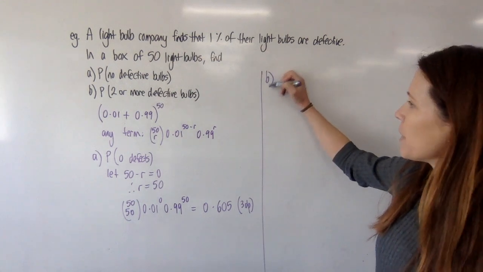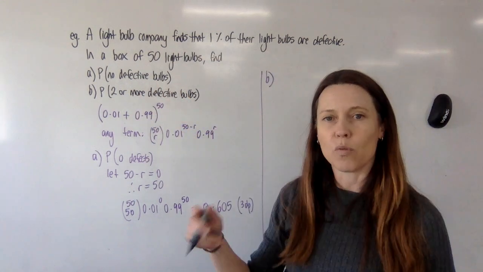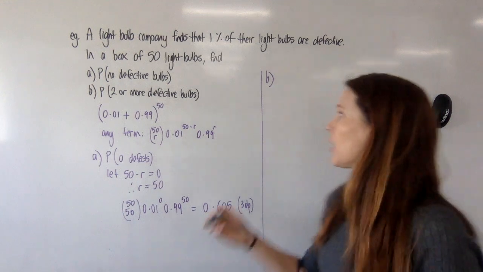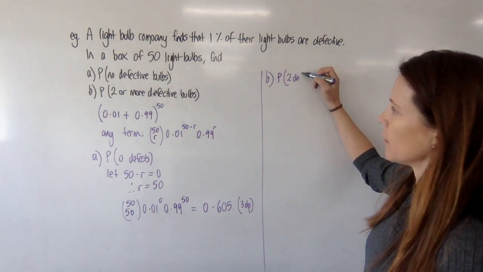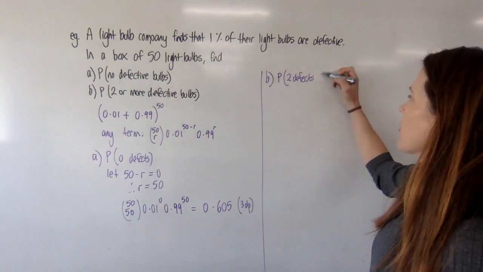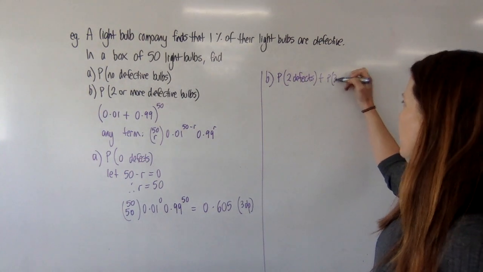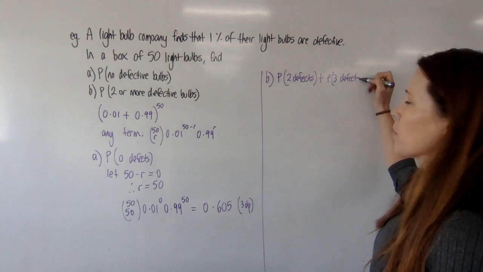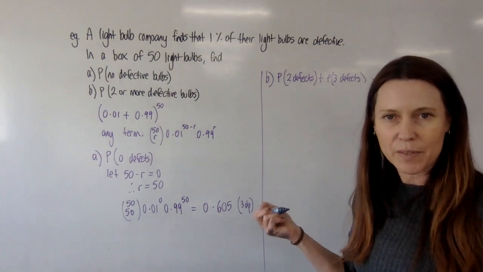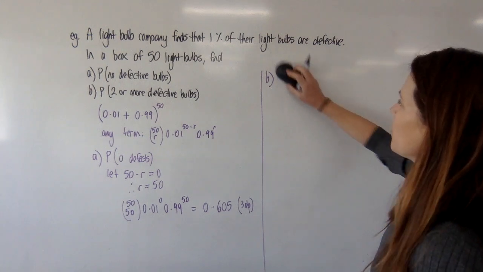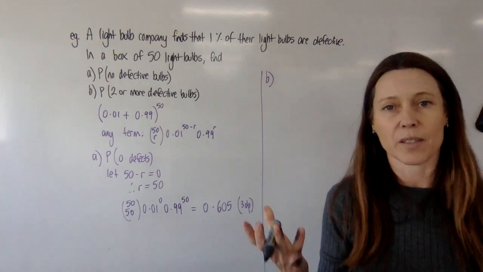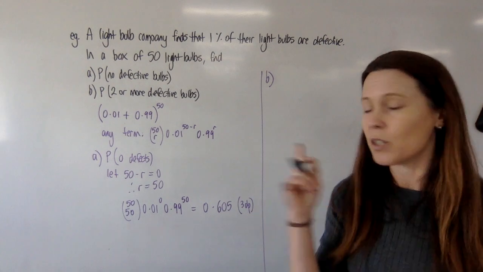Okay, so for part B, what's the probability of 2 or more defective bulbs? Now, I could say, let's get the probability of 2 defects plus the probability of 3 defects plus the probability of 4, oh gosh, all the way up to 50? That would be crazy, right? So instead, let's consider the complement of that.